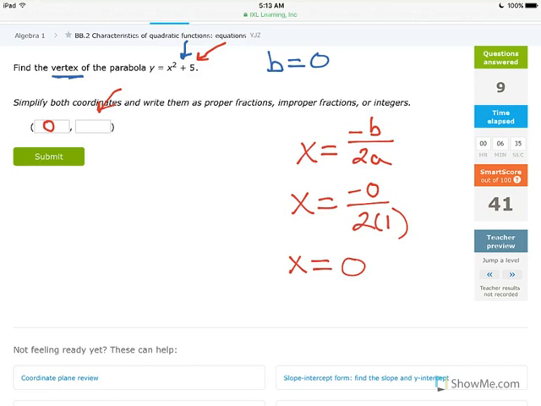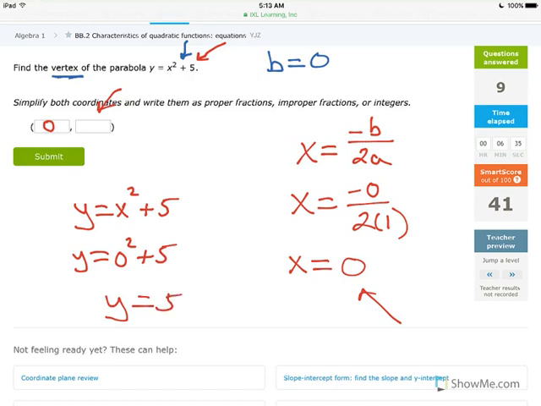So to find the missing y, when x is 0, you just go back to your equation and put that into the equation. So y is equal to x squared plus 5. But what do we know about x? We know x is 0. So y equals 0 squared plus 5. So y would have to be 5. So that's going to be your second coordinate. So the vertex would be at 0, 5. So to find the vertex or to find a min or a max, you need to find the x value for the axis of symmetry and then plug that in and find the y value.